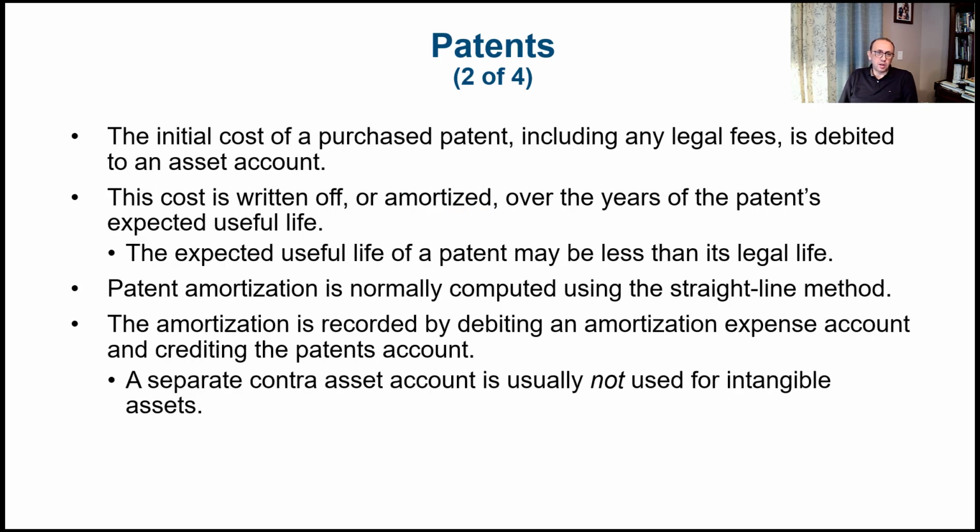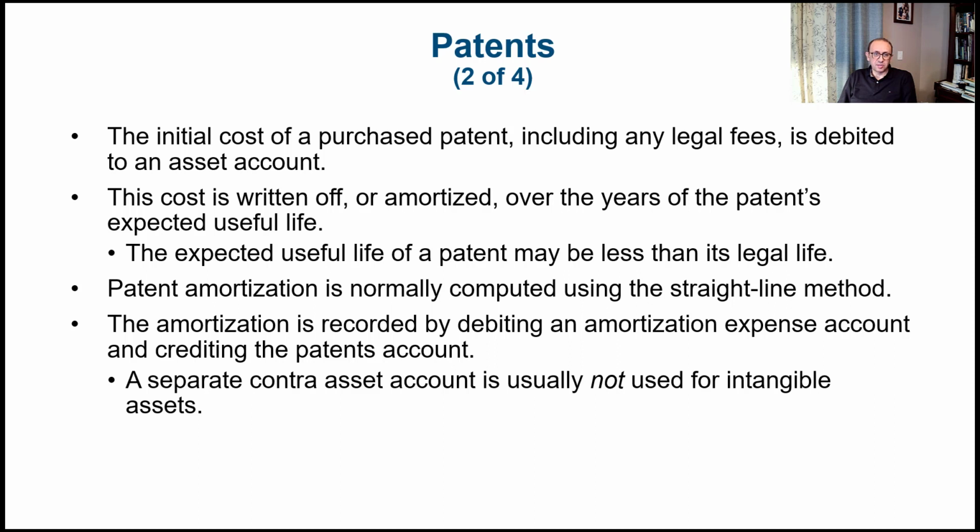The initial cost of a purchased patent, including any legal fees, is debited to an asset account. This cost is written off or amortized over the years of the patent's expected useful life. The expected useful life of a patent may be less than its legal life.